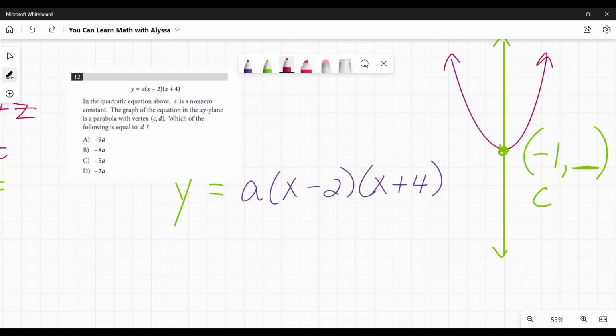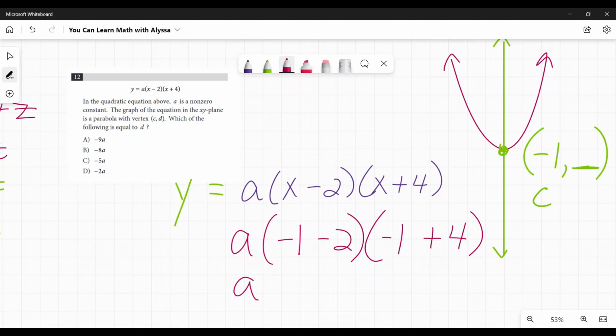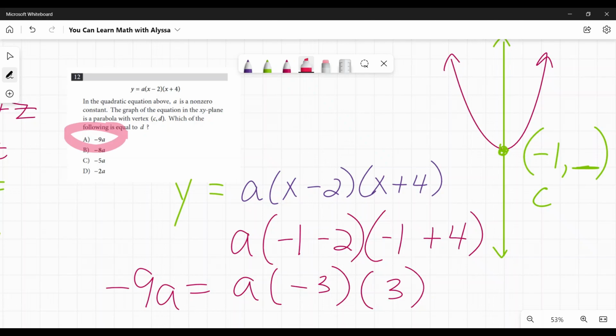Right, so I'm going to plug in negative 1 wherever there's an x. So a times negative 1 minus 2, times negative 1 plus 4. Negative 1 minus 2 is negative 3. Negative 1 plus 4 is positive 3. Negative 3 times 3 is negative 9, and that a just stays along for the ride. Negative 9a is my answer, which is A.